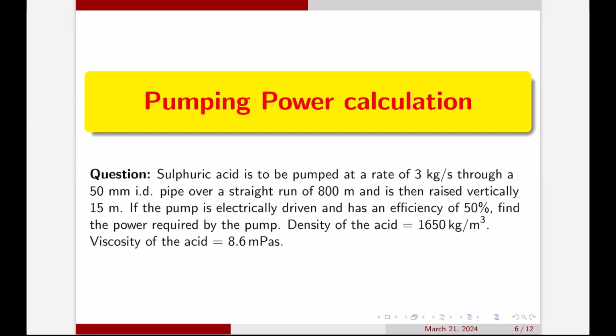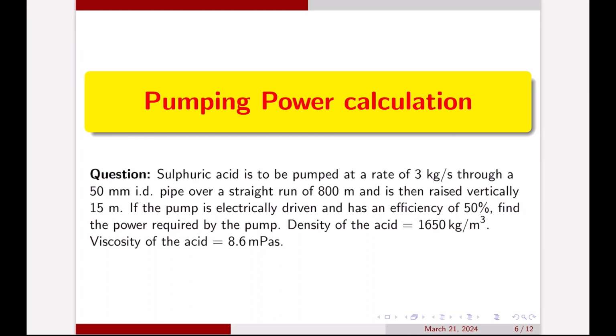Today I'll solve one pumping power calculation problem. So here is the question. Sulfuric acid is to be pumped at a rate of 3 kg per second through a 50 mm ID pipe over a straight run of 800 meter and is then raised vertically 15 meter. If the pump is electrically driven and has an efficiency of 50%, find the power required by the pump.